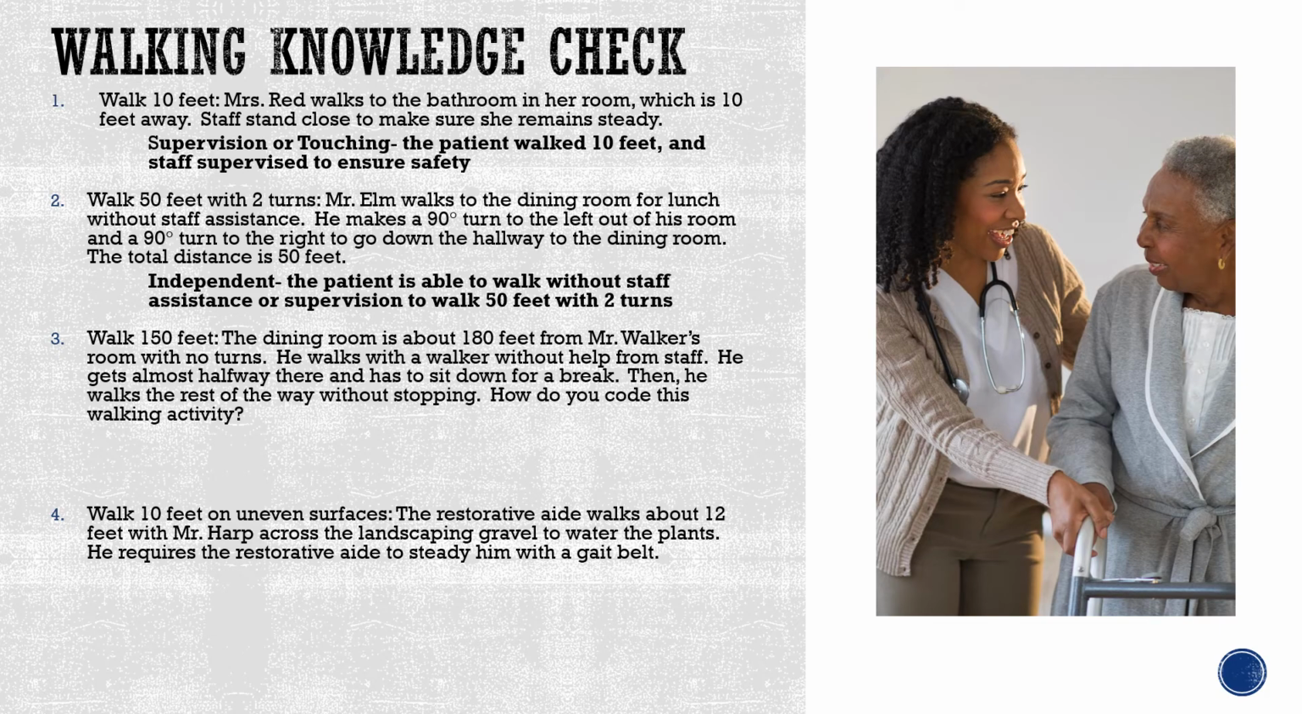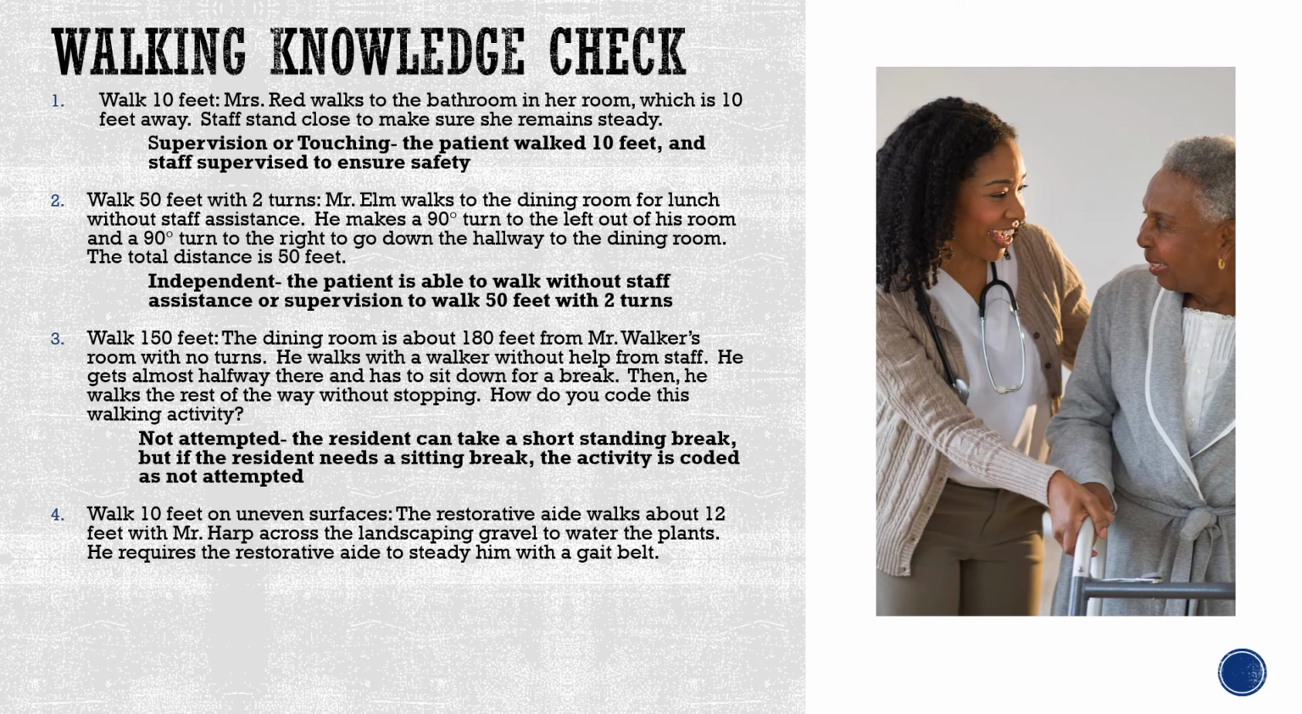Walk 150 feet. The dining room is about 180 feet from Mr. Walker's room with no turns. He walks with a walker without help from staff. He gets almost halfway there and has to sit down for a break. Then he walks the rest of the way without stopping. How do you code this walking activity? This is coded as not attempted. The resident can take a short standing break, but if the resident needs a sitting break, the activity is coded as not attempted.